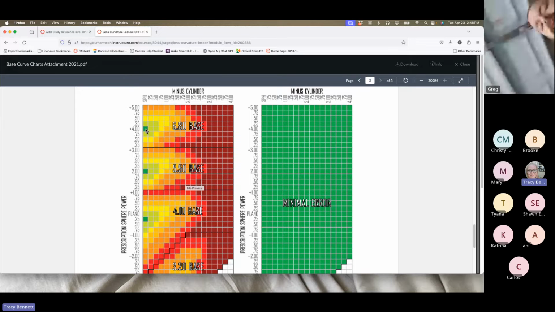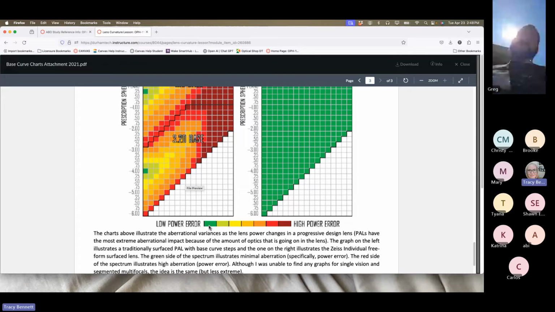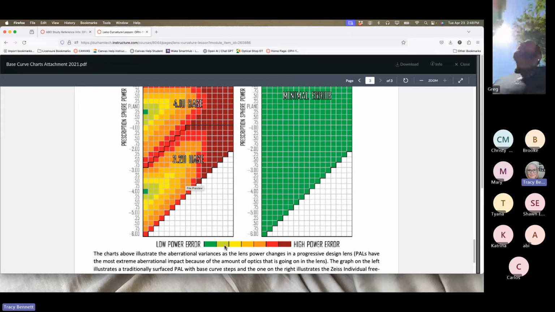If you see this green, and there's a little thing down here that shows it, but this green means there's like a low power area error. So AKA, think about aberrations. So this is less aberration to greatest amount of aberration, okay? And it slowly compounds and increases in aberration.